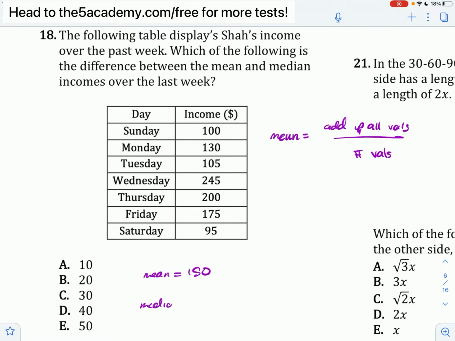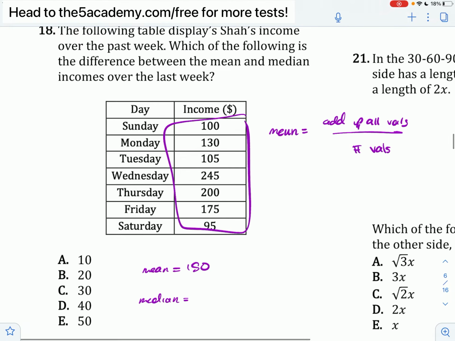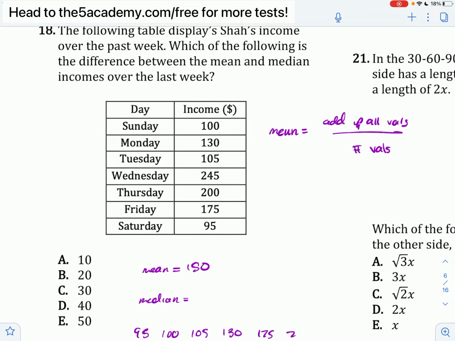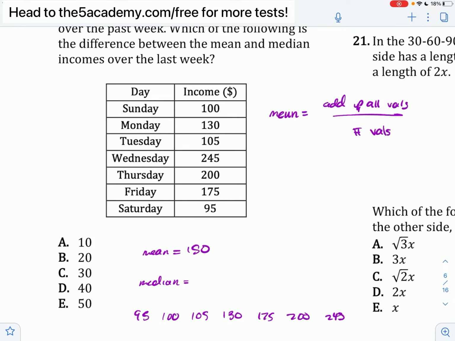What's the median going to be equal to? So the median is what I get when I list all these numbers out in increasing order. So 95, 100, 105, 175, 130, 175, 200, 245. Okay, and then you start canceling out numbers on the right and left, right, left, right, and then I get a middle number. That's my median.